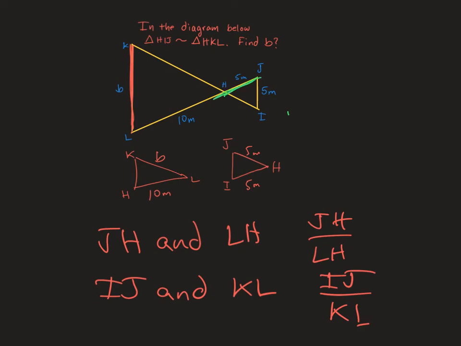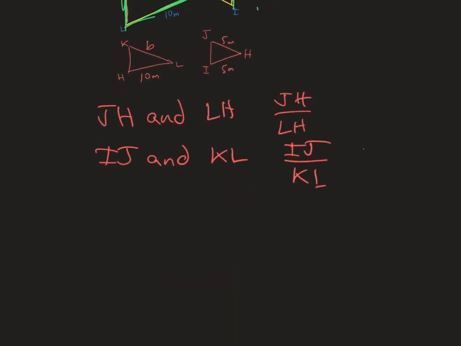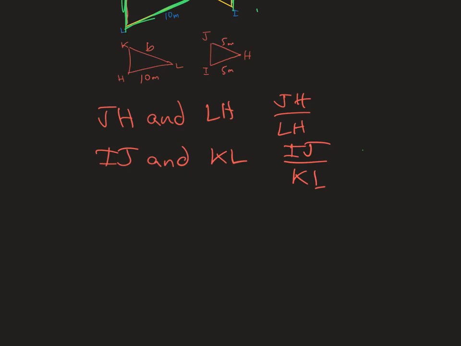JH corresponds to LH, and IJ corresponds to KL. In both fractions, the numerator comes from HIJ, and the denominator comes from HKL. Since the triangles are similar, you can use a fraction to set up a proportion and solve for B.